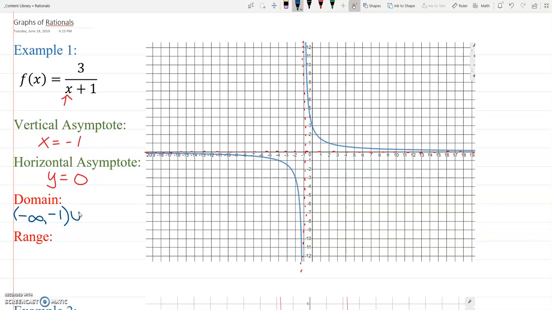Okay? So now I've got to show the part over on the right. Over on the right, it's from -1, but not including it, to positive infinity. So there's two parts to this graph. Because it was broken in the middle there, I've got to say my domain is everything from negative infinity to -1, not including -1, and then everything from -1 to positive infinity.